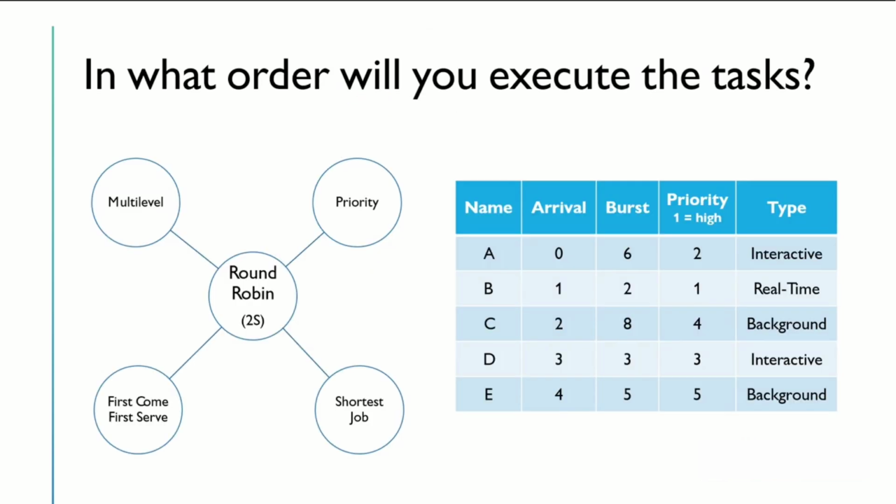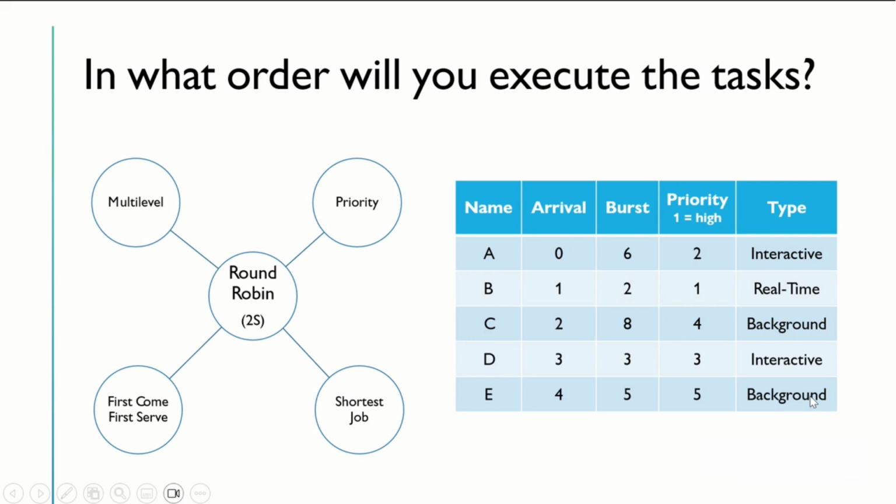Let me give it to you as an example. So if we've got task A, B, C, D, E, these are 5 different tasks, and you've got a table of their arrival time. So task A has arrived first, and then task B, and then task C, then task D, and lastly task E has been clicked. You've also got the burst time, which is how long it takes for them to be processed.